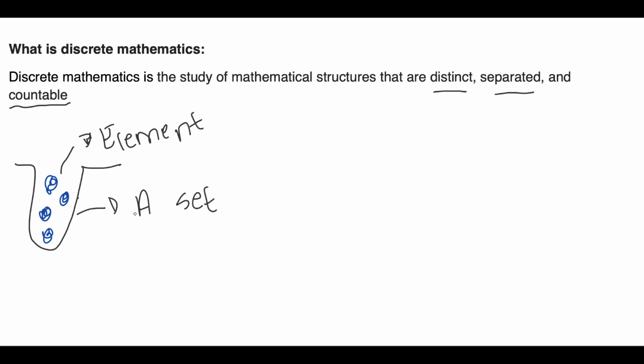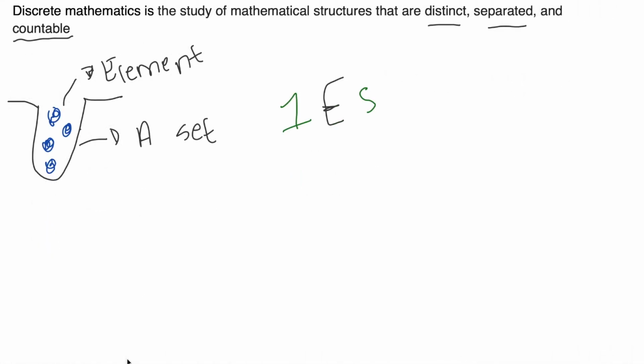To show that the marble belongs to this specific set, we use this symbol. Now, this symbol represents an element in a set. So, for instance, I could say 1 is an element of the set S.